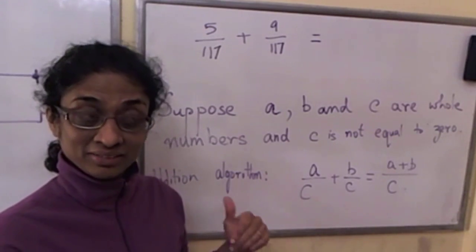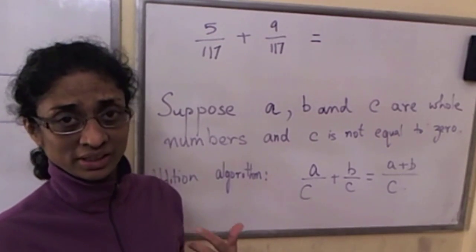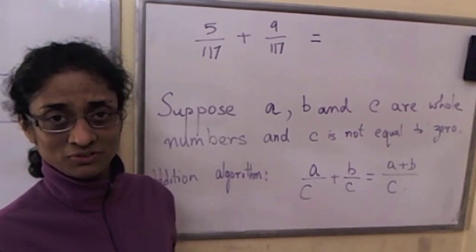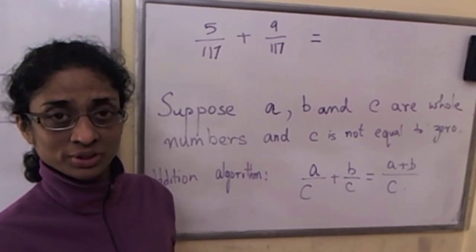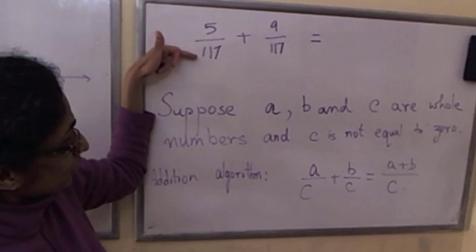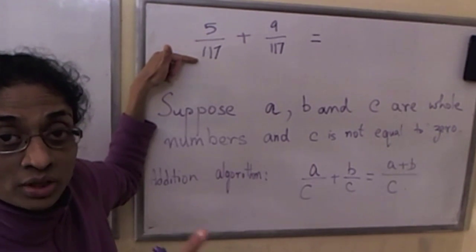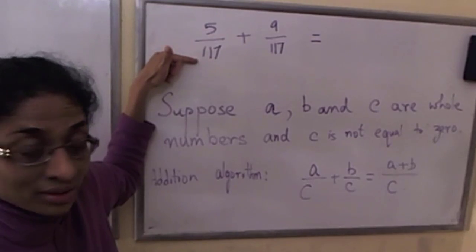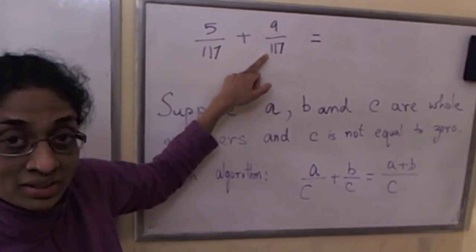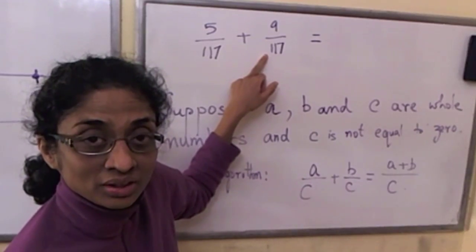So I think about the previous example, and I think logically, how did we get the answer in the previous example without the number line? Let's try to do that. Well, 5/117 is 5 copies of 1/117. 9/117 is 9 copies of 1/117.